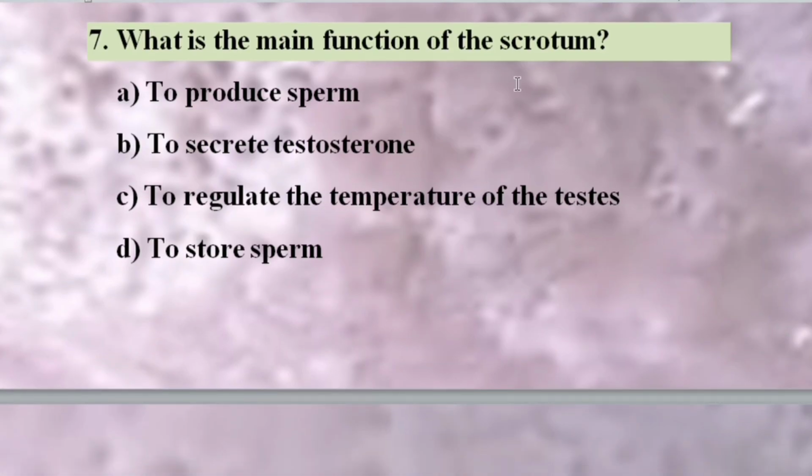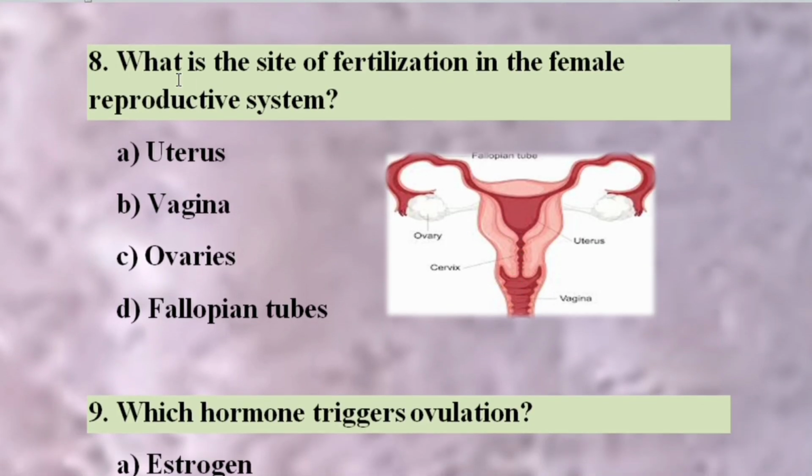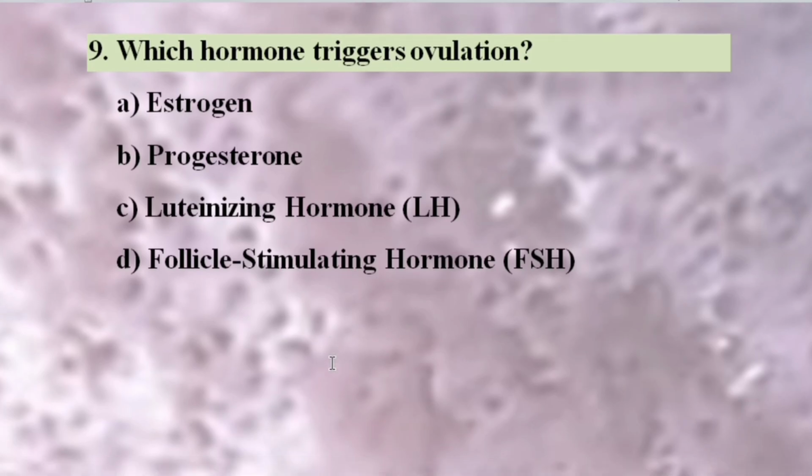What is the main function of scrotum? Alpha, to produce sperm; beta, to secrete testosterone; Charlie, to regulate temperature of the testes; and delta, to store sperm. Here the right option is Charlie, to regulate the temperature of testes. What is the site of fertilization in female reproductive system? Alpha, uterus; beta, vagina; Charlie, ovaries; delta, fallopian tubes. Here the right option is delta, fallopian tubes.